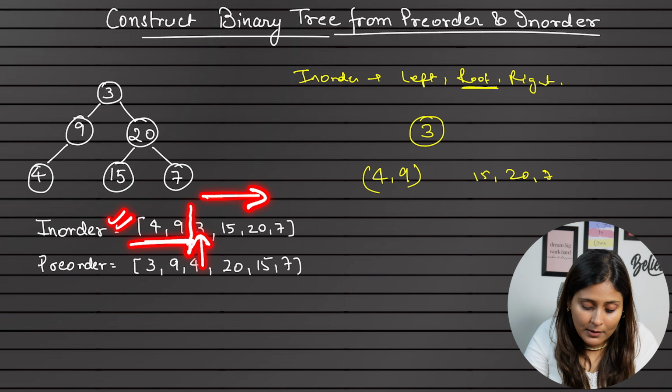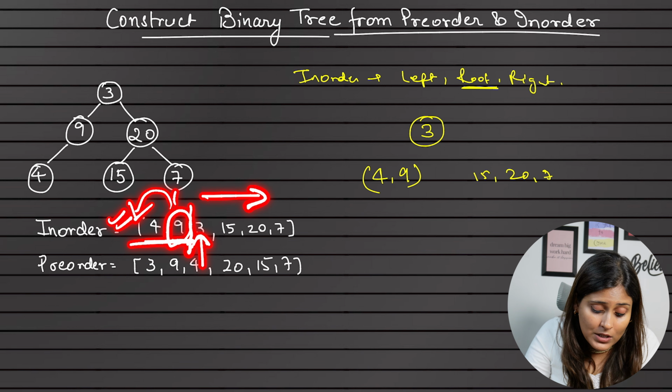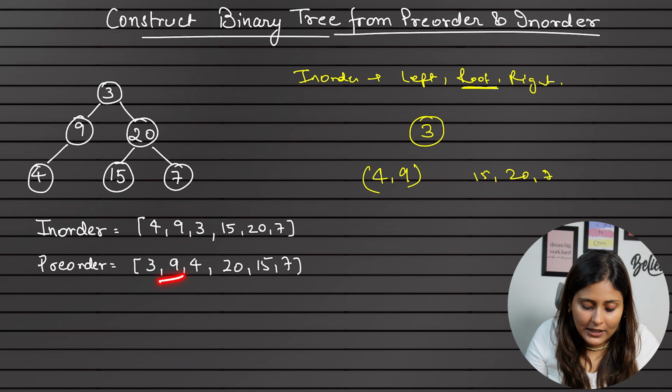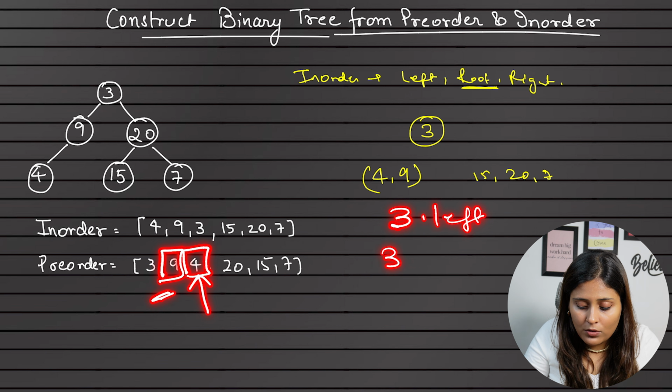So that's why we can say that before 9 was the left children of 9 and after 9 was the right children of 9. So after 9 what will happen? We'll move to the next index, which is 4. Okay. So 9 was 3's left side. Now we'll go to the right side.